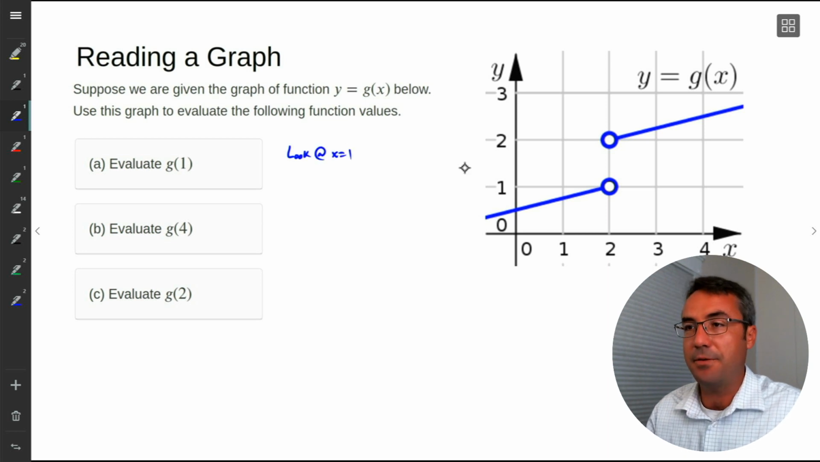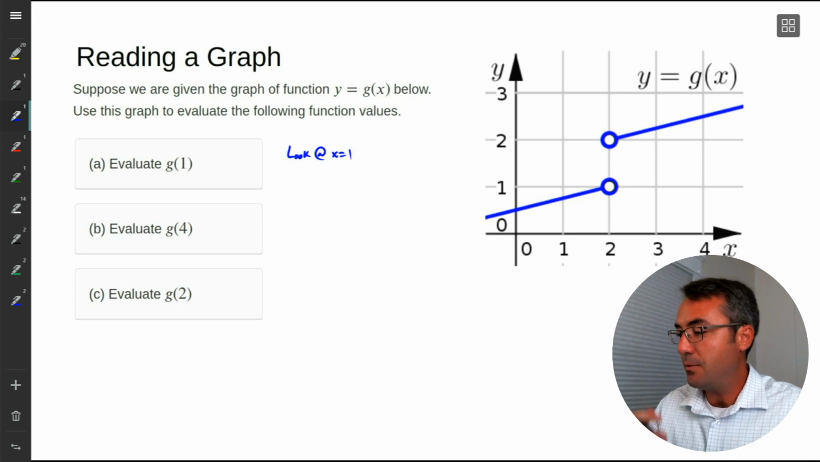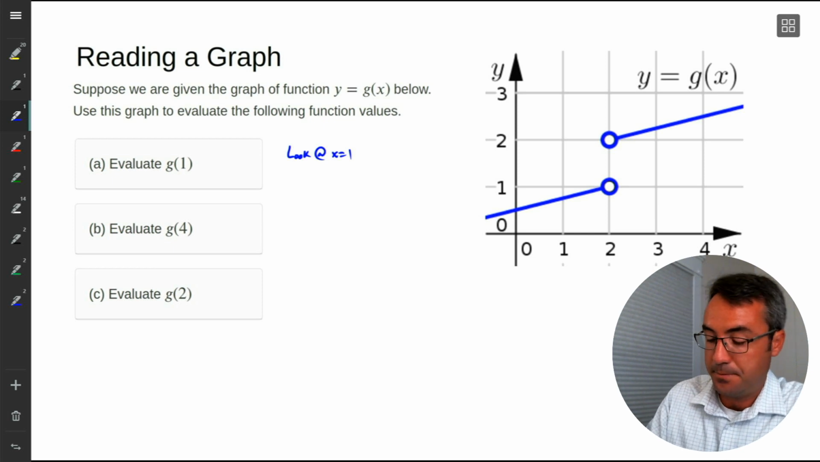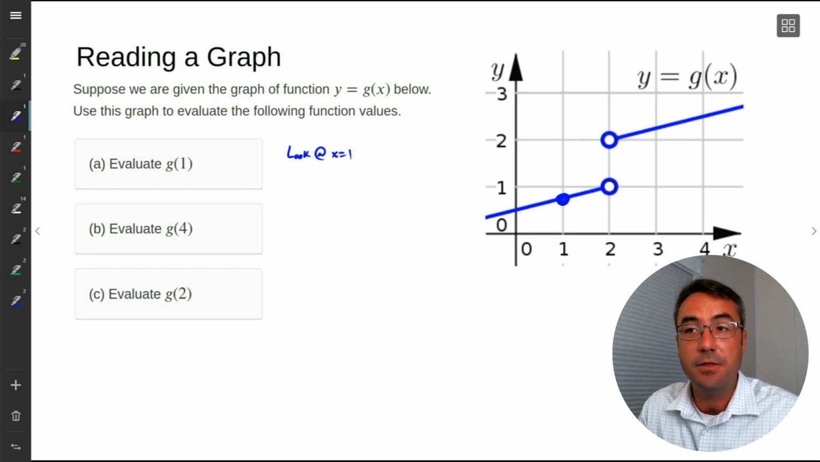All right, so we go to the graph of our function here, and then we find the x-axis. Here's our x-axis. Find the number 1 on that x-axis. And then we look up. Sometimes we look down, but in this case we're looking up until we see our function. And then we identify the point on the graph at x equals 1. So here we go. We've identified that at x equals 1, there is our point.